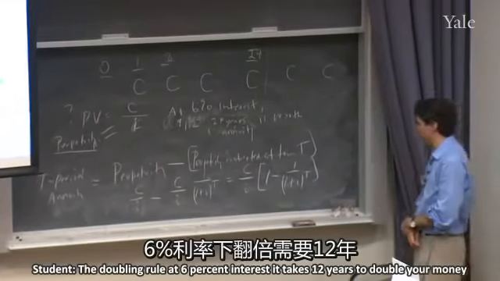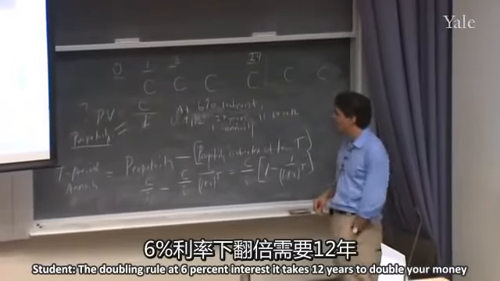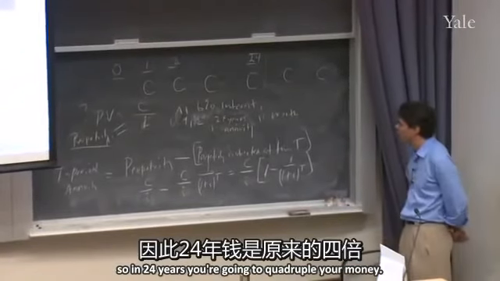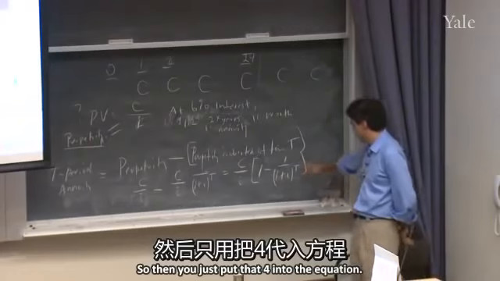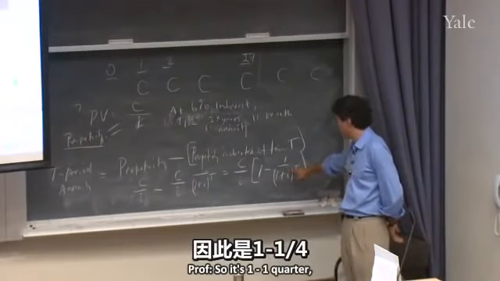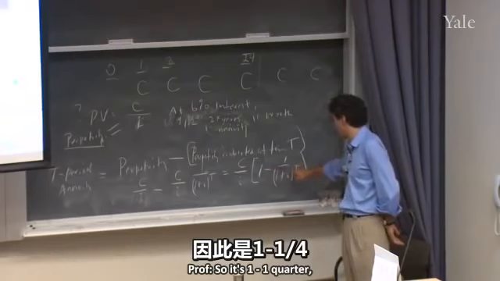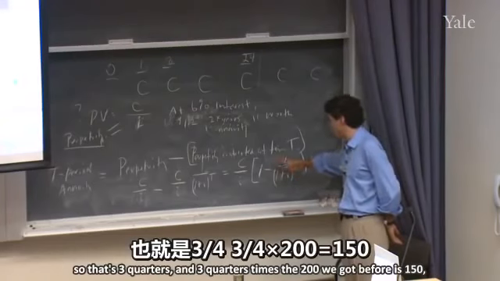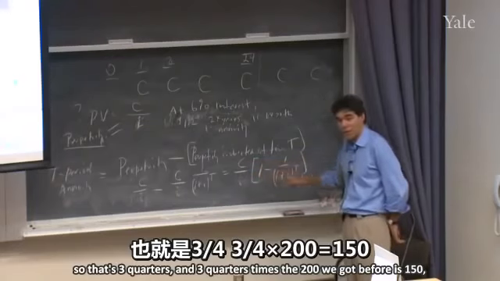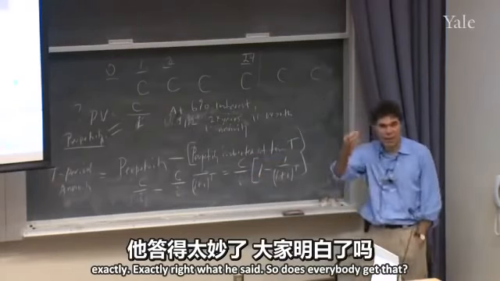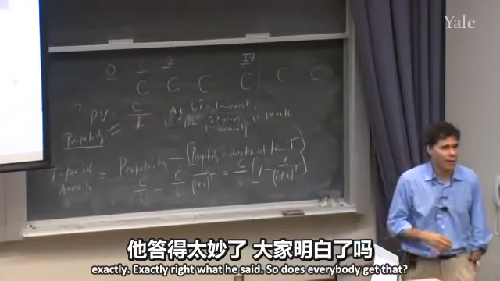Well, the doubling rule is that at 6% interest, it takes 12 years to double your money. Yep. So in 24 years, you're going to quadruple your money. Yep. And then you just put that 4 into the equation we got. So it's 1 minus a quarter. So that's 3/4, and 3/4 times the 200 we got before is 150. Exactly. Exactly right. So does everybody get that?